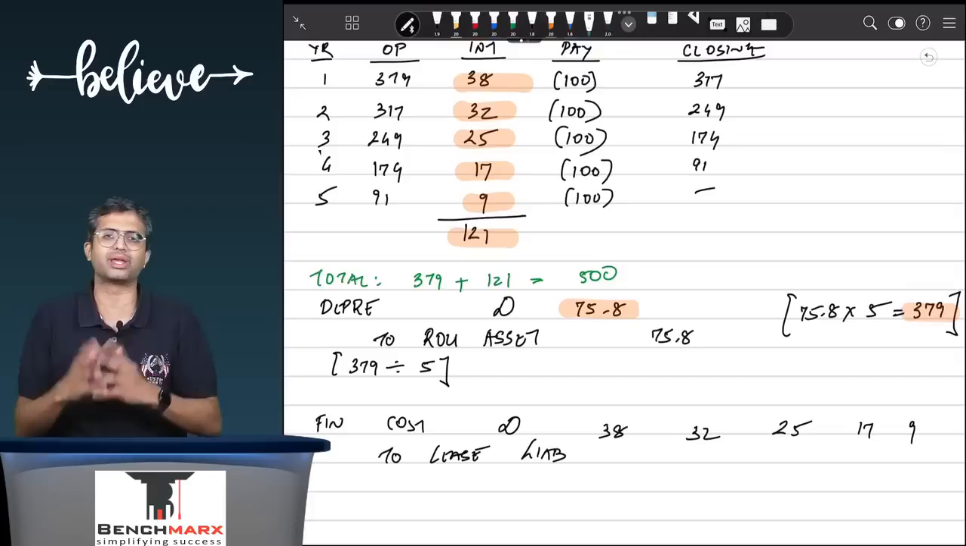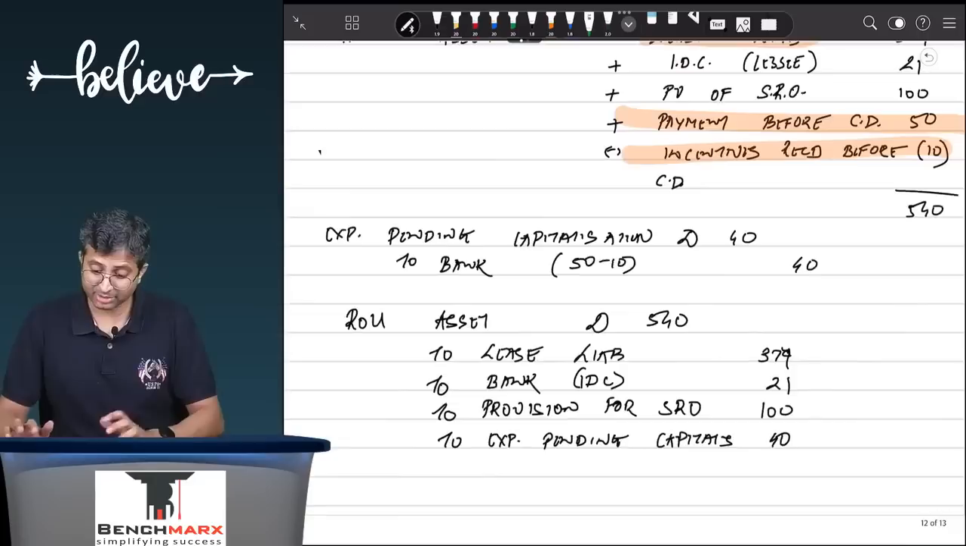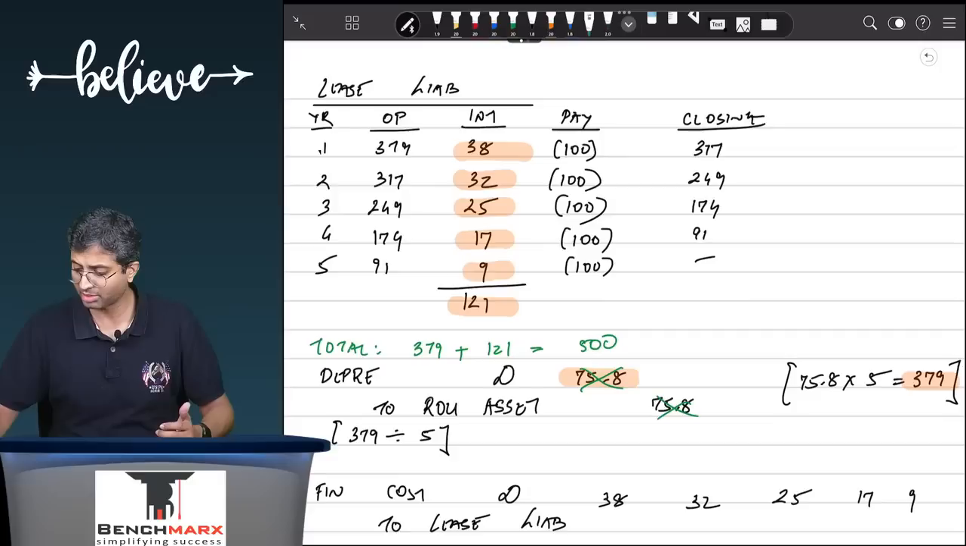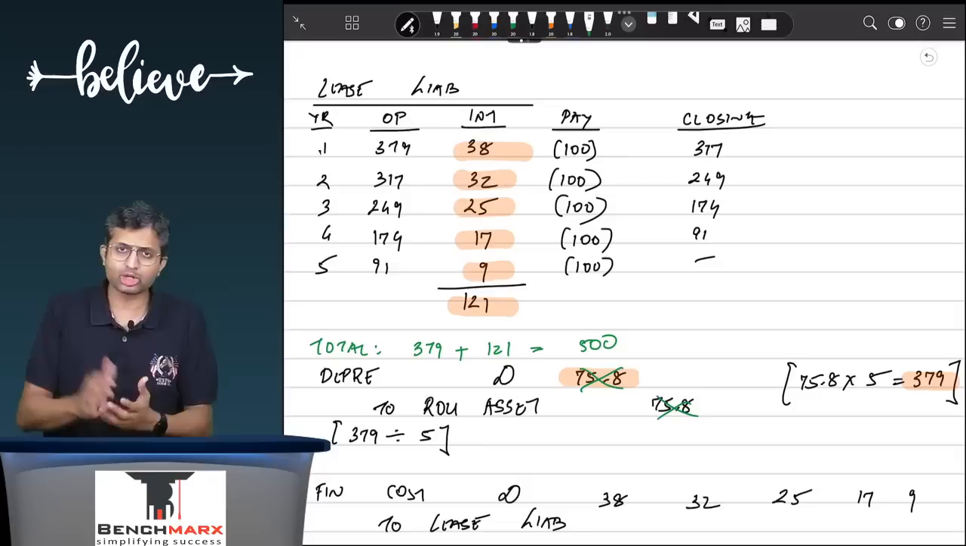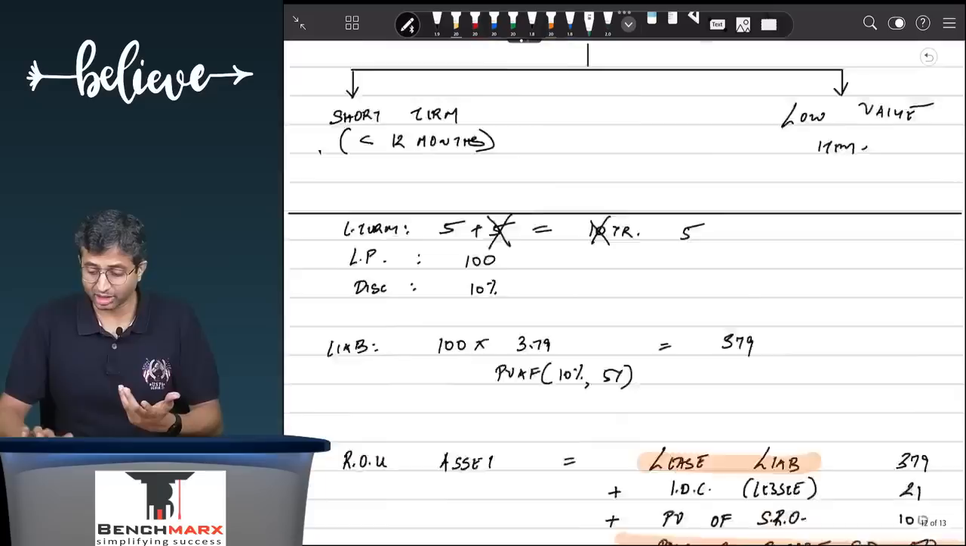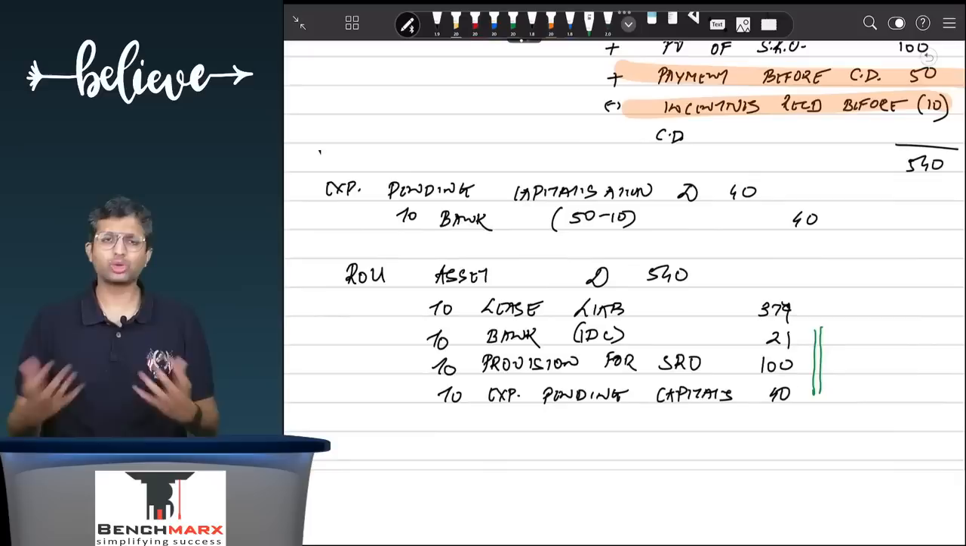Sir, but what if it is something like 540? Well, if it is something like 540, then your depreciation will not be 75.8. It is 540 divided by 5, so depreciation will be 108, and thereby your total cost will not just be your 379. All of these other items which also contribute to your cost will also go to the P&L account, but not in 1 year, it will go over a period of 5 years.